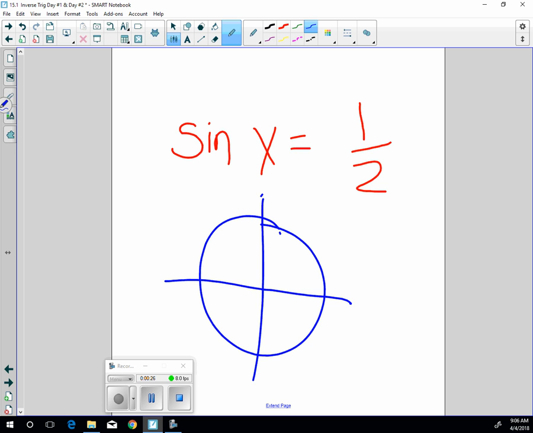Turn to your neighbor, see if you can tell them when the sine of x equals 1/2. Go. All right, fire off. What are some answers that you have? Sine of x equals 1/2. Any answers? Chris? What's that?